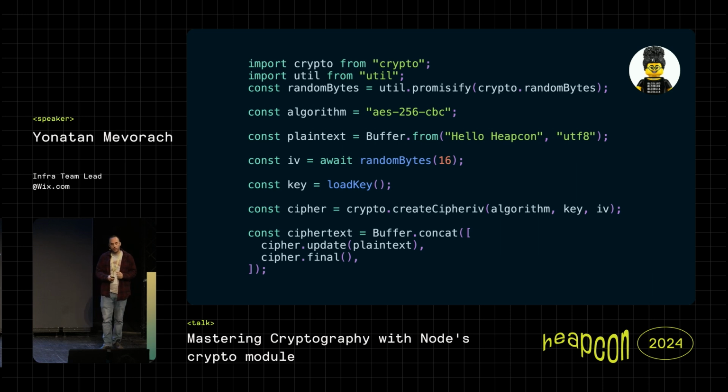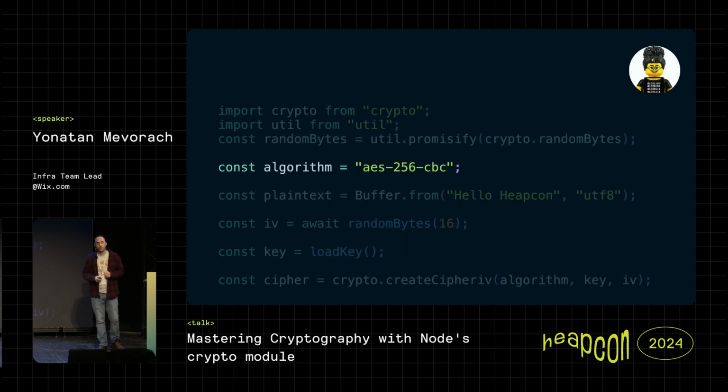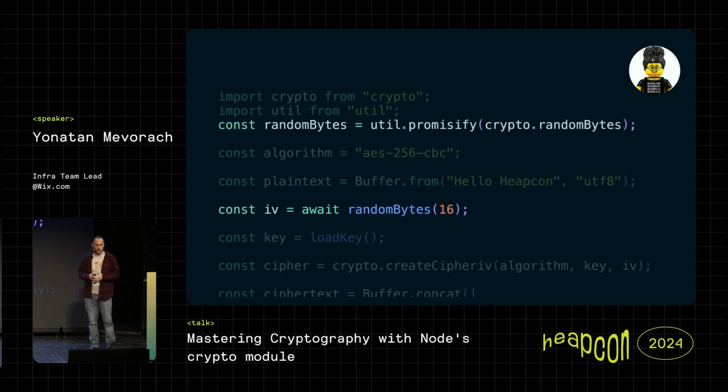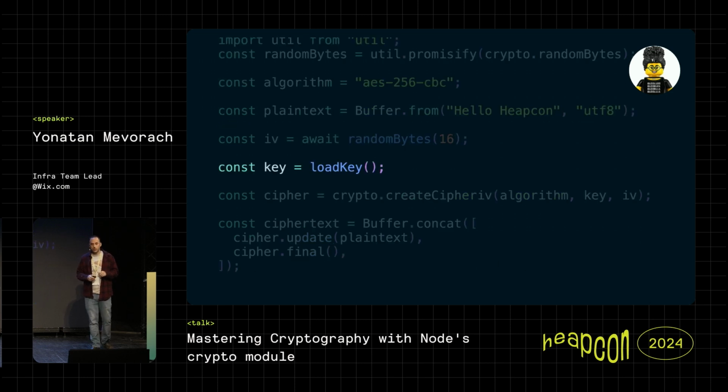This is Alice's part to perform the encryption. So first she chooses the algorithm to use, one of the values returned by getCiphers. And then she needs to convert the plaintext message into a buffer. We never work with strings directly. We convert them first into a buffer, and then we use them. In order to get a random value as the IV, she can use the randomBytes function from the crypto module as well. She loads the key into memory.